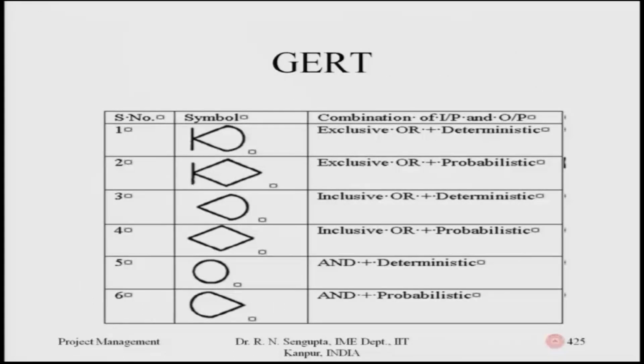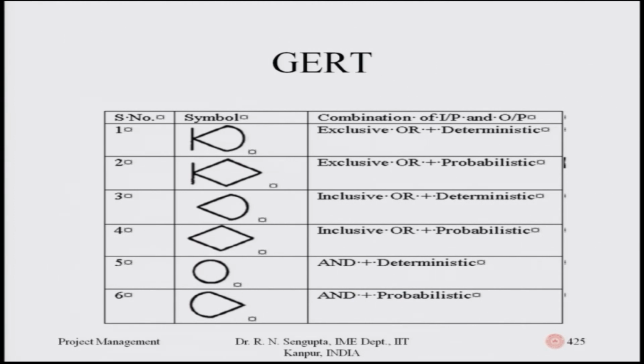Okay. So, the combinations were, so this chart, if you remember, we had discussed considering the different types of inputs and outputs. The first one is the exclusive OR plus the deterministic one, exclusive OR being the input and deterministic being the output. Then you have the exclusive OR with probabilistic, again input and output. So, the first one is the input, the second one is the output. You remember that, but I am just mentioning it for our own convenience.